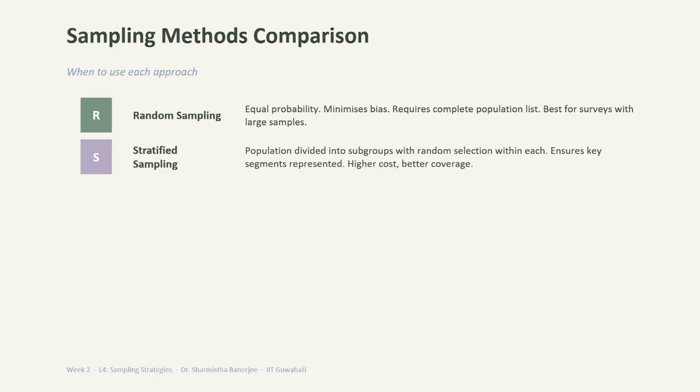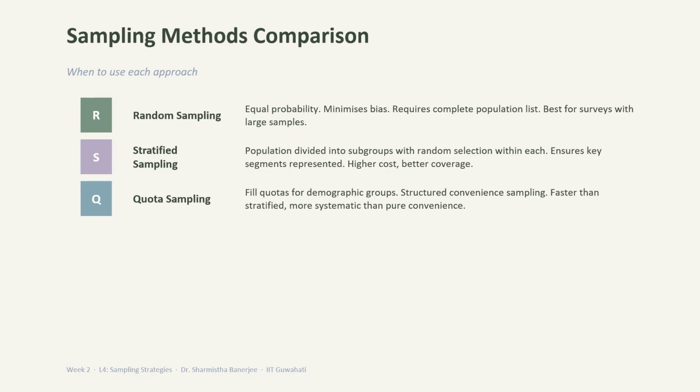Now you want to do stratified sampling. So the population is divided into subgroups with random selection within each. It ensures key segments are represented. It is again higher cost, but it has better coverage as compared to the first, random sampling.